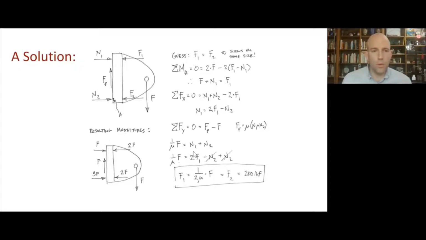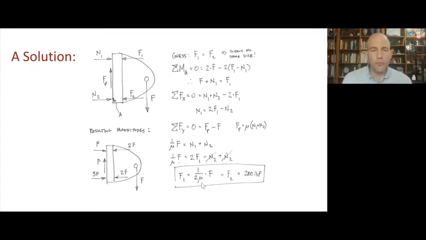rearrange things a little bit so that we get N1 isolated, we can then substitute in the value of N1 that we solved with our x direction balance. And then we're going to get that 1 over mu times the force is 2 F1 minus N2 plus N2. Okay, those 2 things are going to cancel. And then if we divide both sides by 2, we'll get that the force on the top 2 screws should be equal to 1 over 2 times the coefficient of friction times the applied force, which is the same as the force on the bottom 2 screws because we used this simplifying assumption.